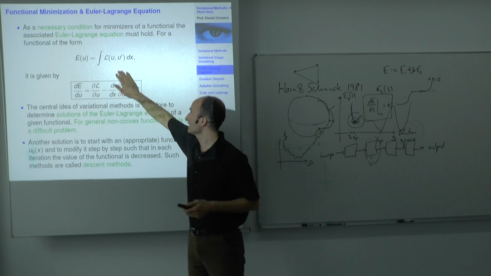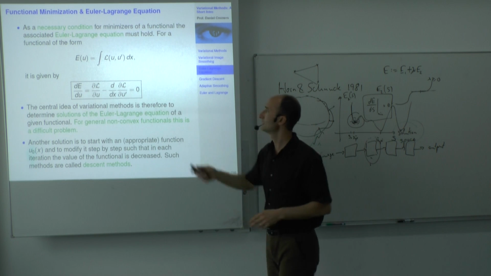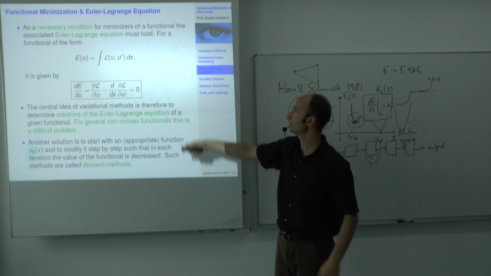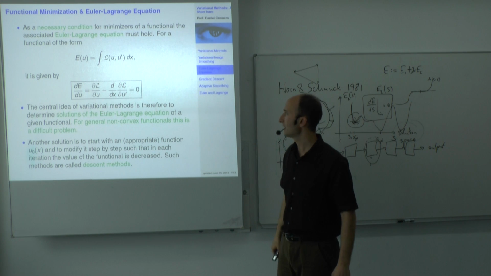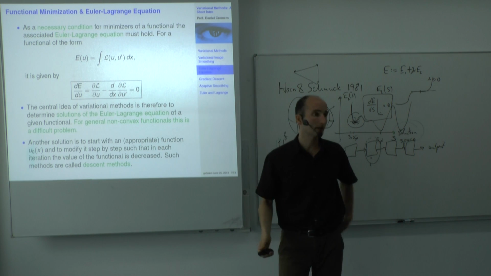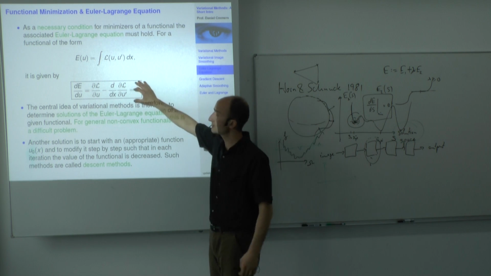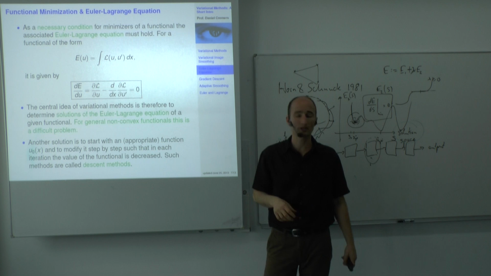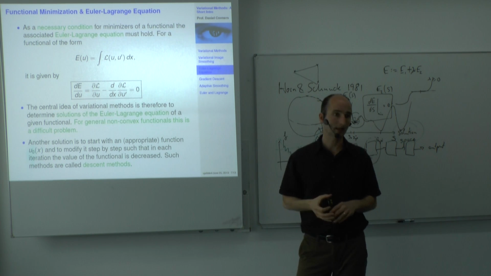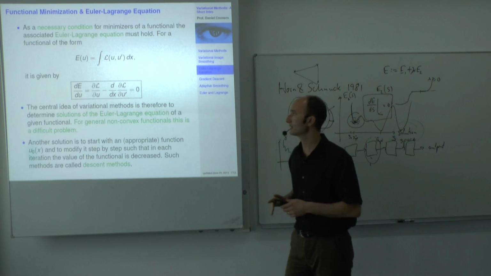And you can show that for energies of this type, this variation can be written in this way: dL by du minus d by dx times dL by du prime. And as I said, I'm not going to prove it. This equation is called the Euler Lagrange equation. And there's a whole variational calculus that allows you to derive this equation. And for anyone interested, feel free to attend my class next semester. There I will, among other things, derive this equation.